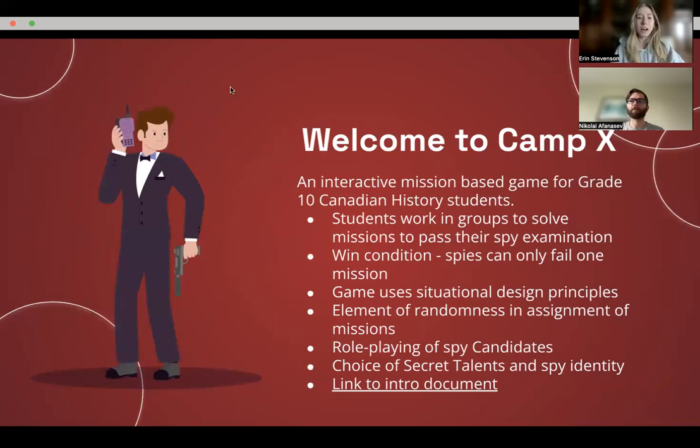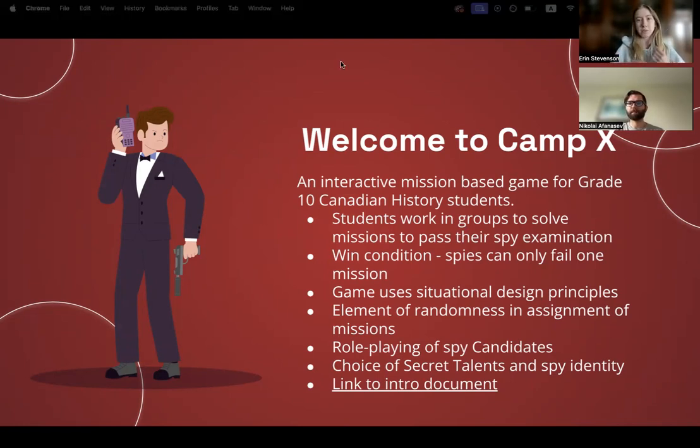So the whole idea behind our game is that it's meant to be an interactive mission-based game for grade 10 Canadian history students. This is a game that's meant to be played as a part of a classroom. Think of earlier in this course when we had the lecture about the bird who flew over the cuckoo's nest. It's similar to that, but in a single class period.